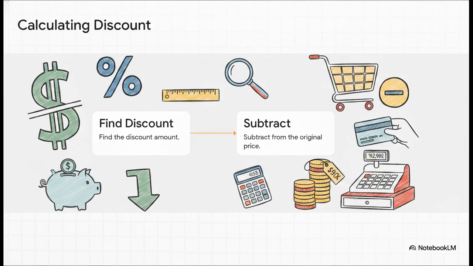So, to solve percent problems using our toolkit, we just follow 2 super logical steps to make sure we don't accidentally overpay. First, we find the discount amount. That's the actual chunk of money they're taking off the price. Second, we subtract that chunk from the original price to figure out what we actually owe at the register. Simple as that.